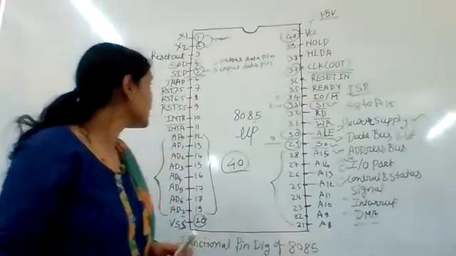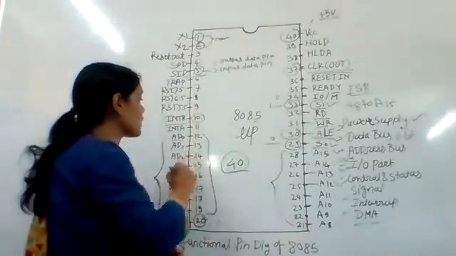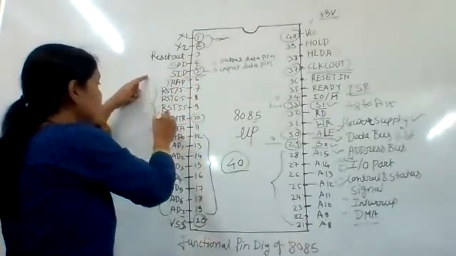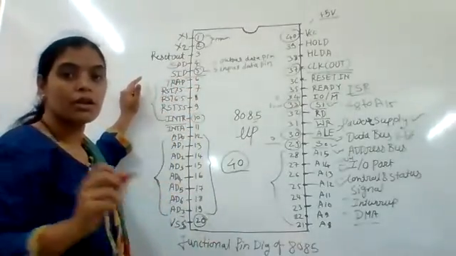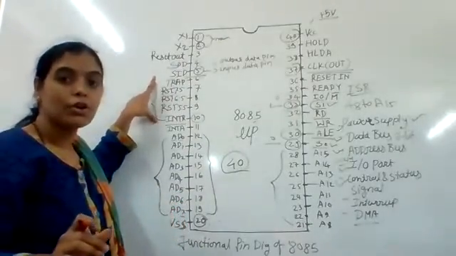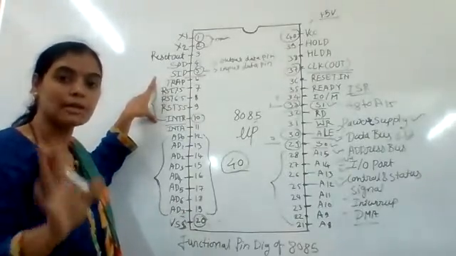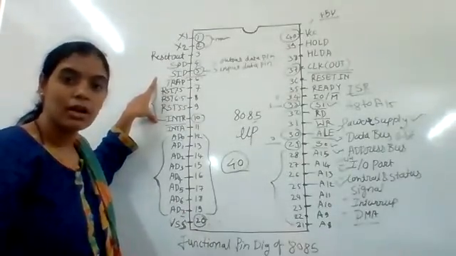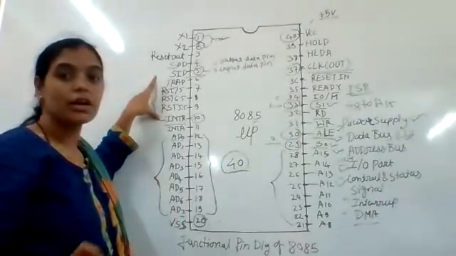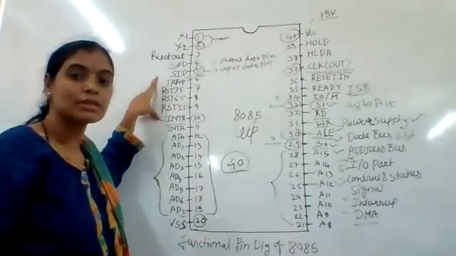That is INTR. These are the interrupt lines. They are mostly divided into 2 parts, the maskable and non-maskable interrupts. Out of these 5 major interrupts, 4 are the maskable interrupts.